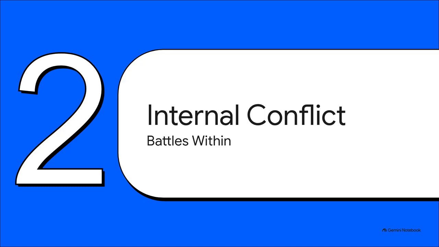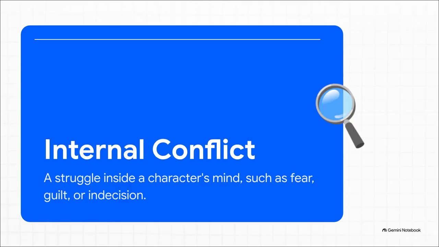Battles within. Internal conflict. Internal conflict happens exclusively inside a character's mind. It is the invisible battle. We're talking about things like overwhelming fear, crushing guilt, or paralyzing indecision. You know, like when you absolutely know you need to apologize for something, but your pride just will not let you do it. These struggles are so important because they reveal a character's deepest emotions and their hidden beliefs. You can't see it with your physical eyes, but it is often the toughest battle a character is ever going to fight.